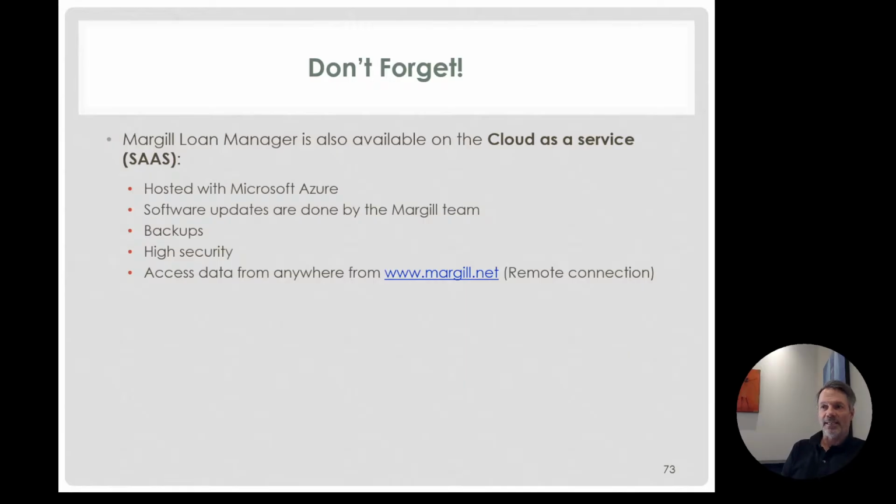So if you say, I work from home, I work remotely, I use VPNs, which are really, really slow, you can transfer your license to the cloud. We do the backups, we do the updates, we manage the security, and we are now SOC 2 Type 2. And you can access Margill from anywhere in the world, even when you're on vacation.